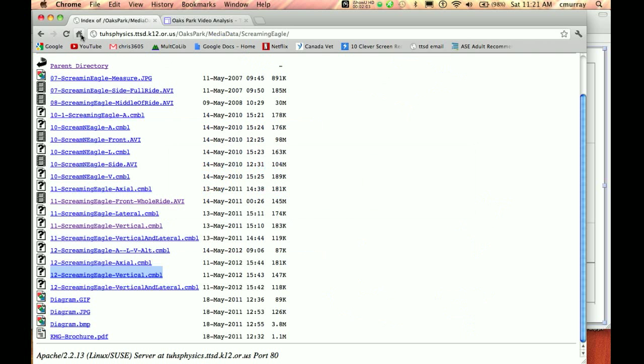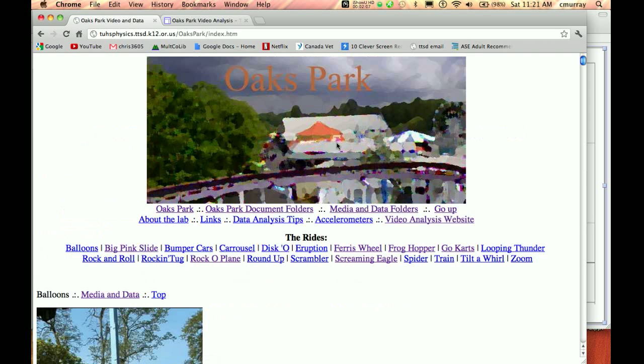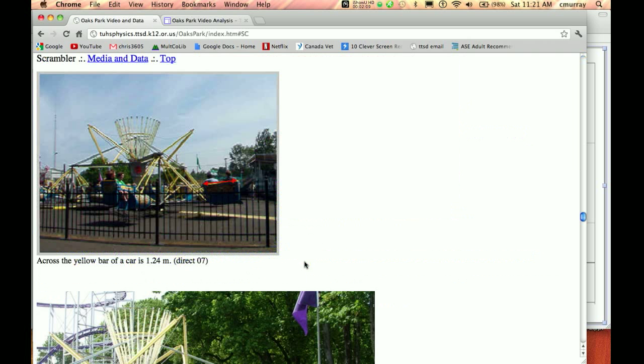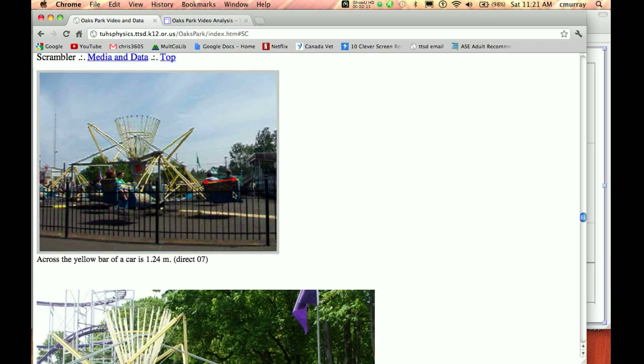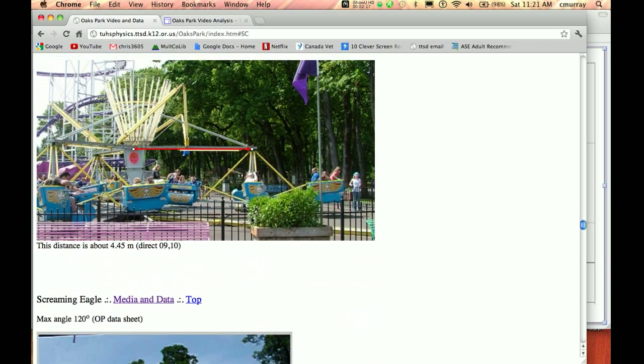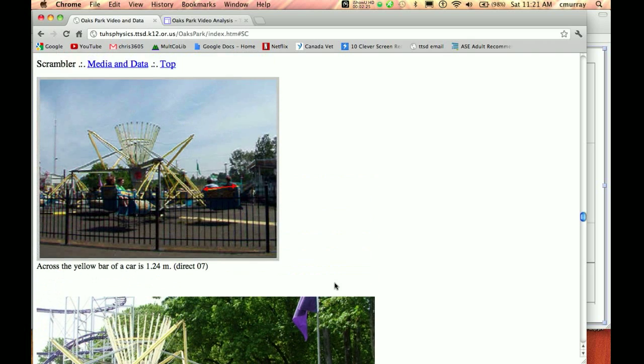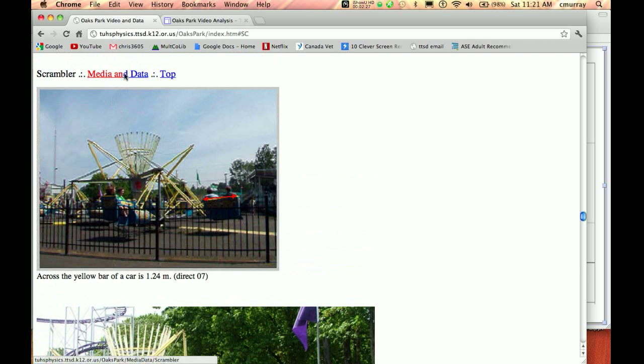We'll go here. Okay, so we'll go into Oaks Park, and we'll look at the Scrambler. Notice that we know that distance is 1.24 meters. We know that that's 4.45, and that's all we have. From that distance there, you can measure this distance here. So anyway, let's just go into this thing.